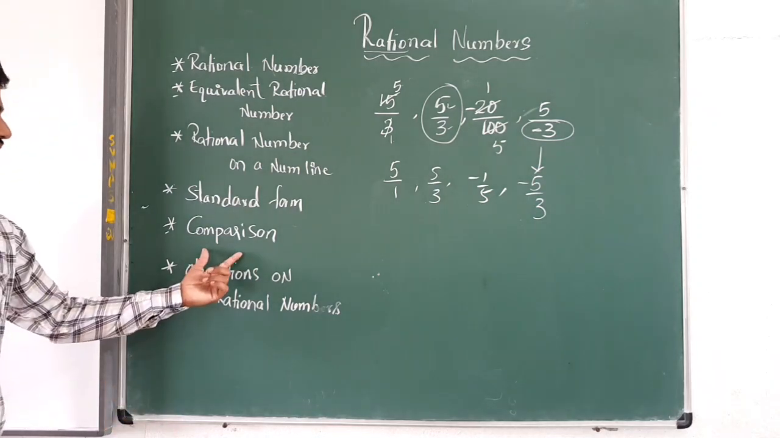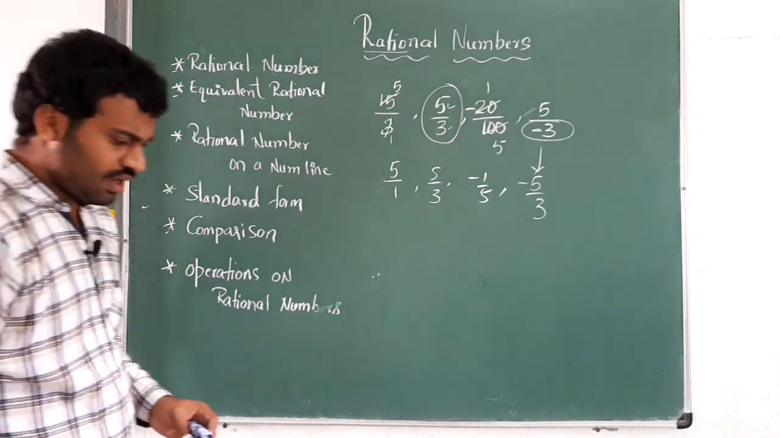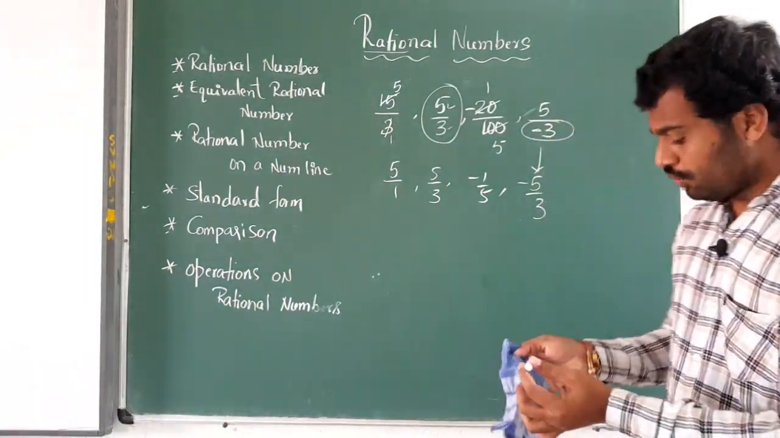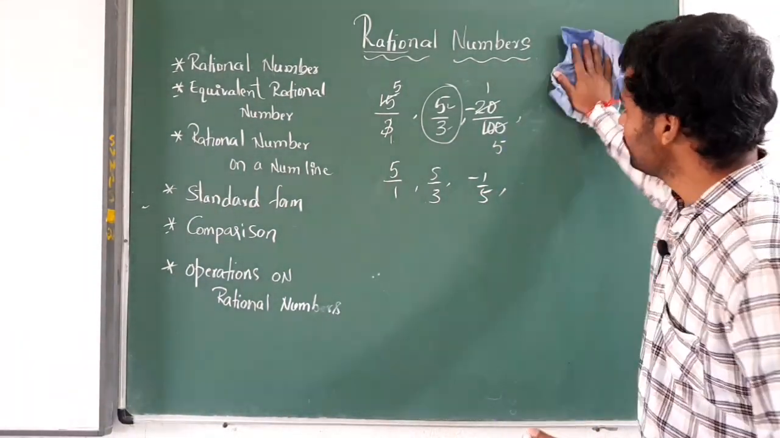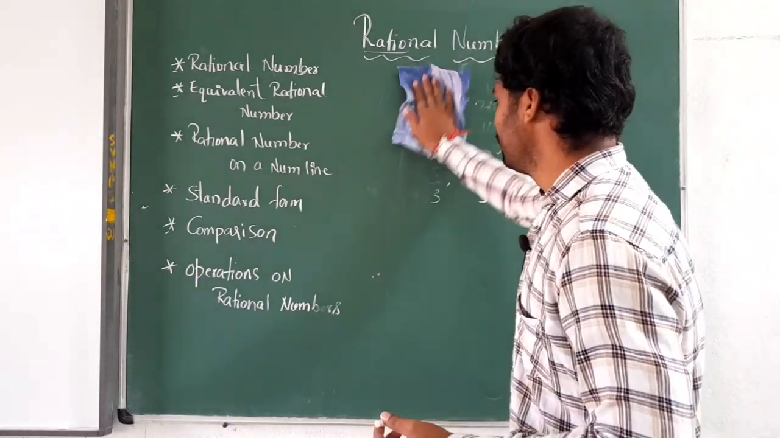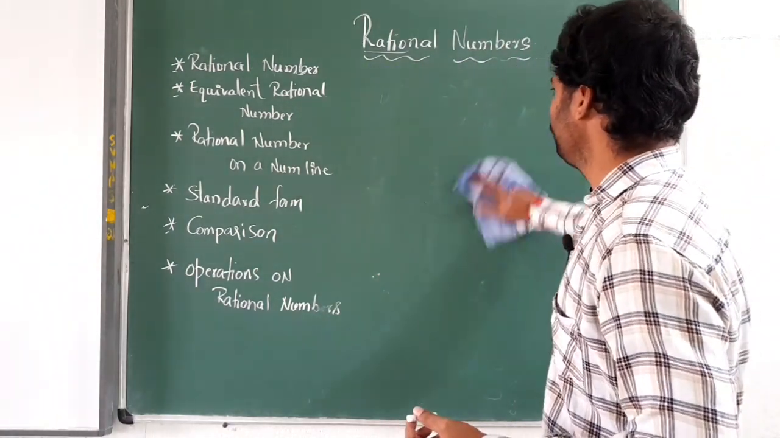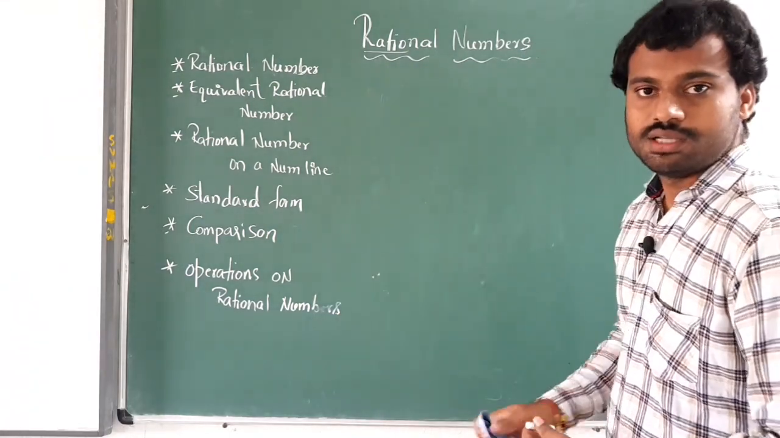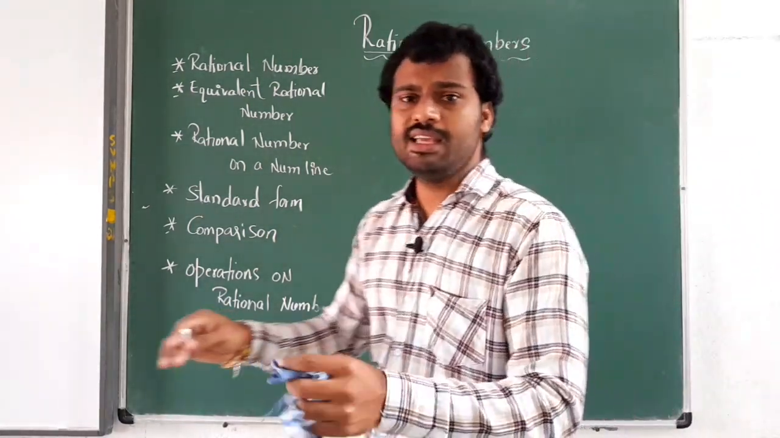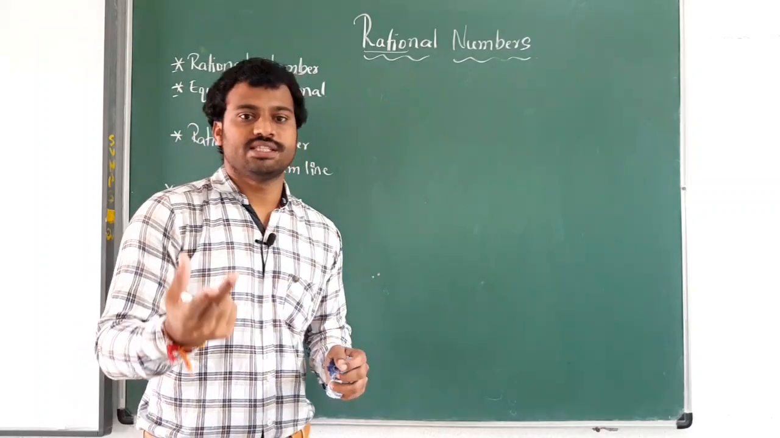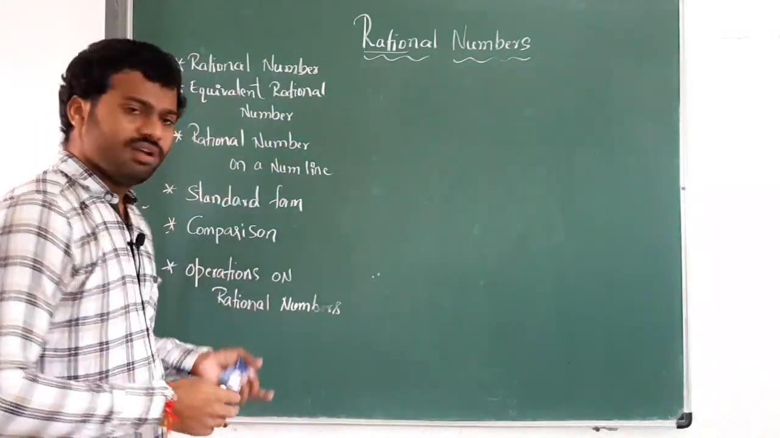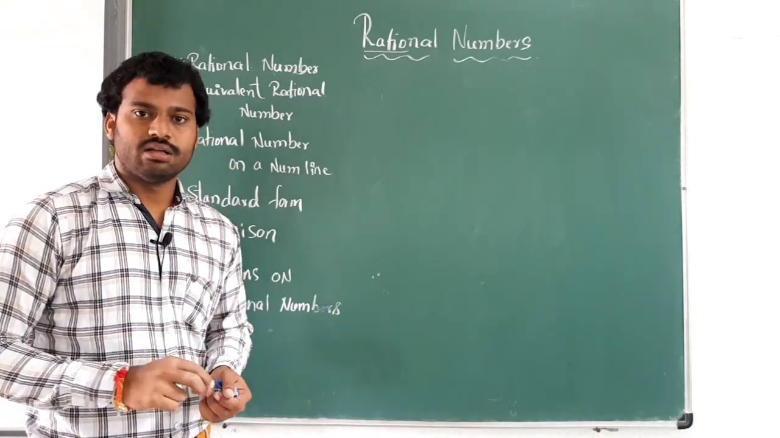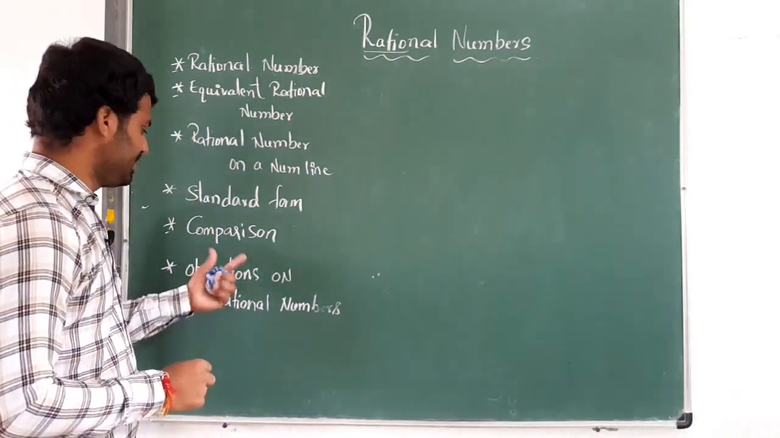Next is comparison. How to compare two rational numbers? It is so easy. Just we have to do some simplification, some modification, then easily you can calculate which one is greater and which is lesser. Comparison is nothing but which is greater, which is lesser. Clear or not? That is itself the comparison.